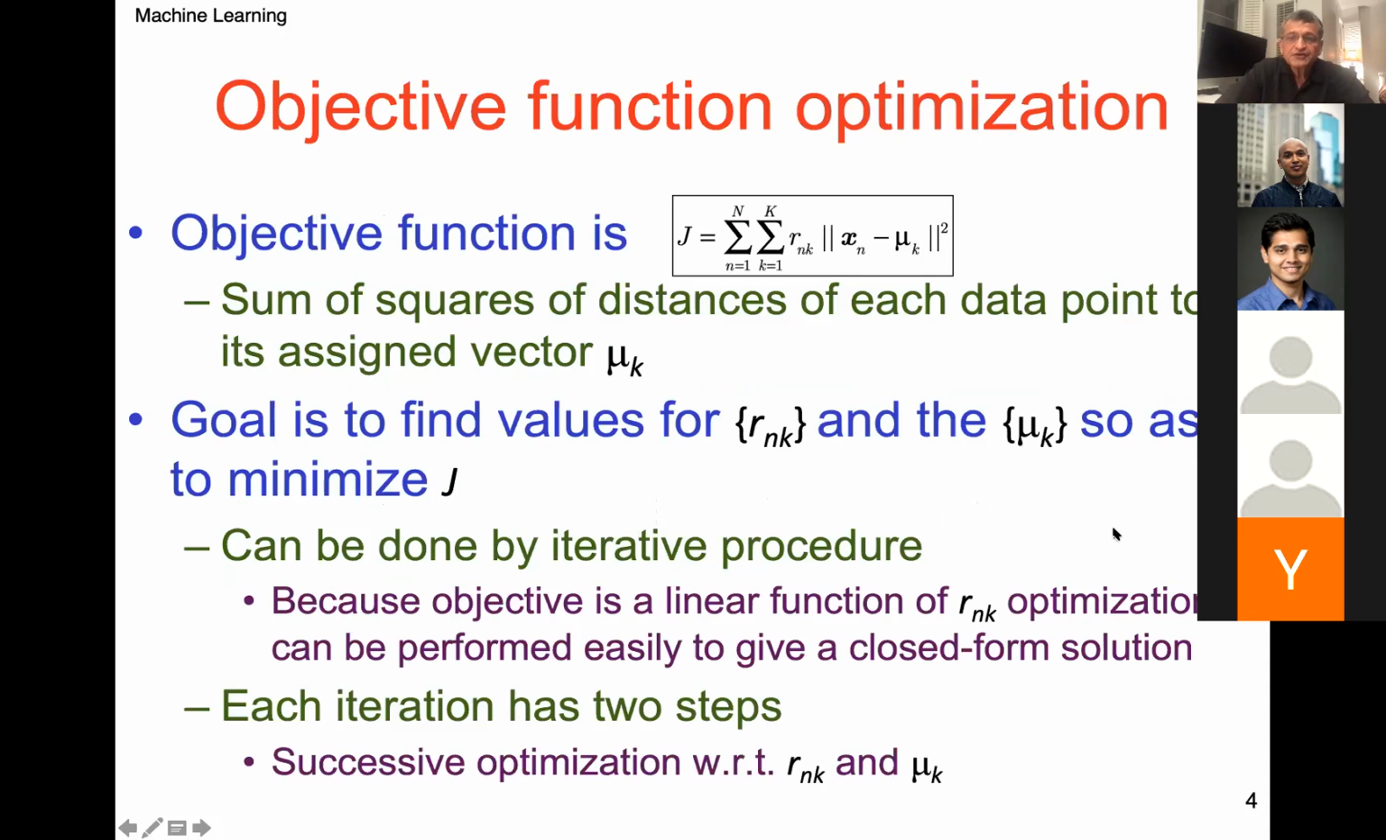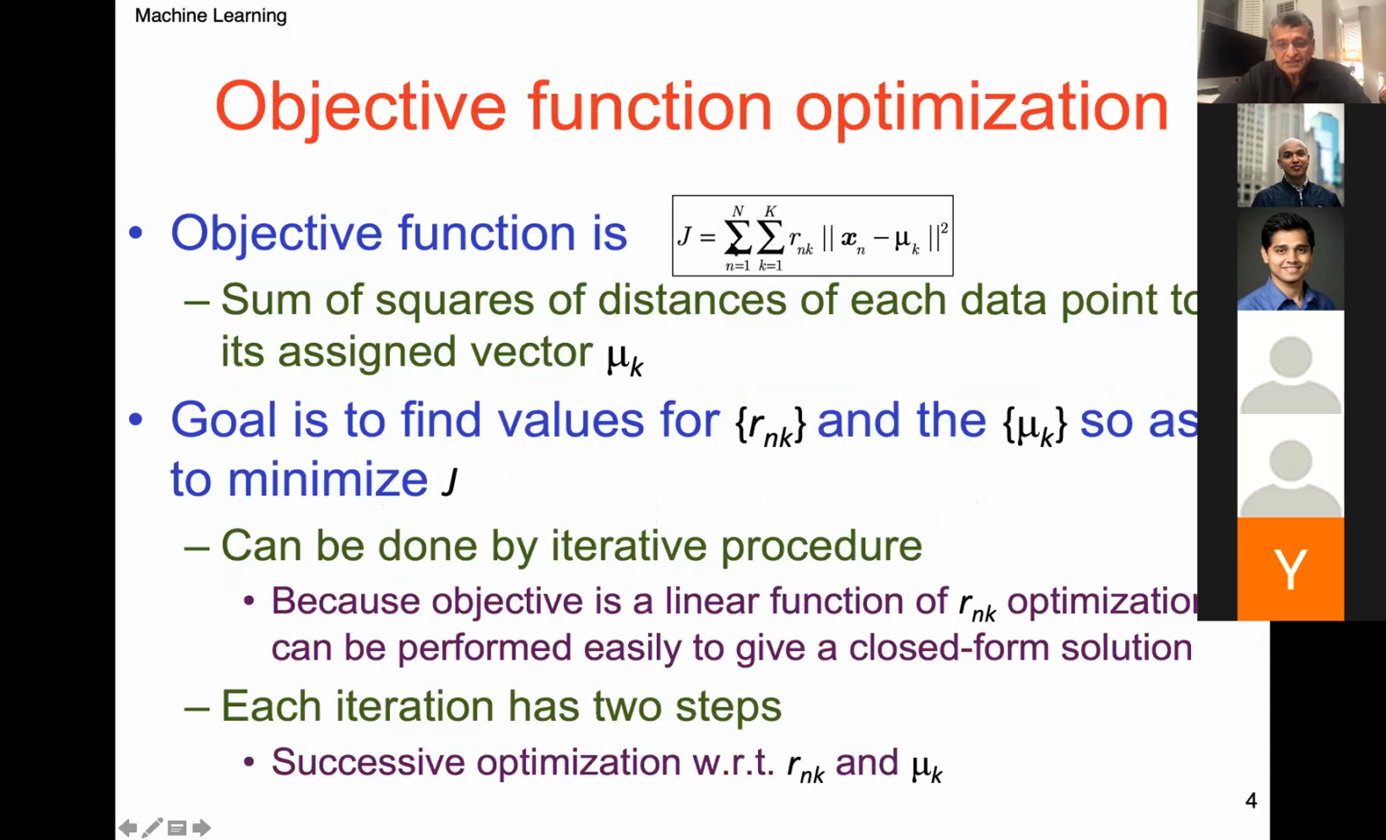So we can think of an object. So how are we going to do this? How are we going to assign these points to different classes? So this is some kind of an optimization problem. It's a fairly simple optimization problem.